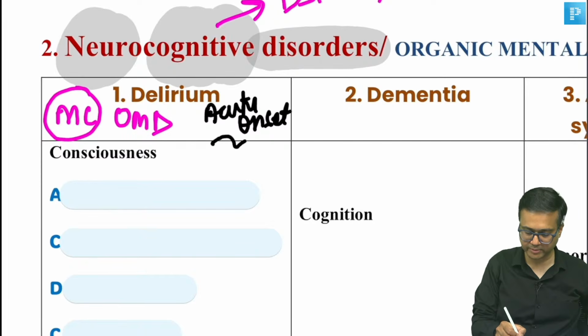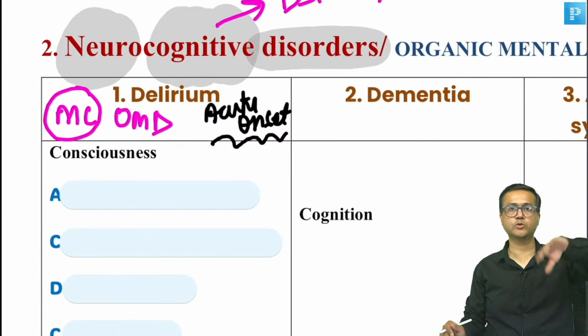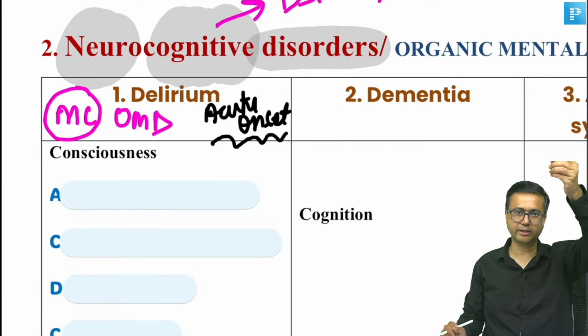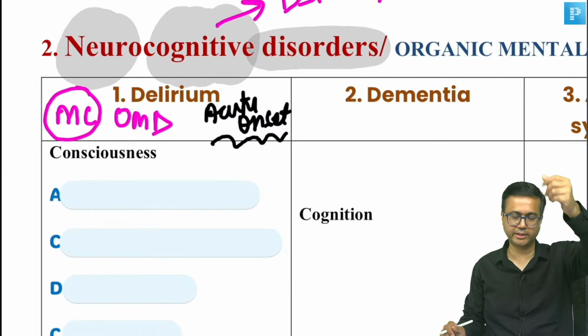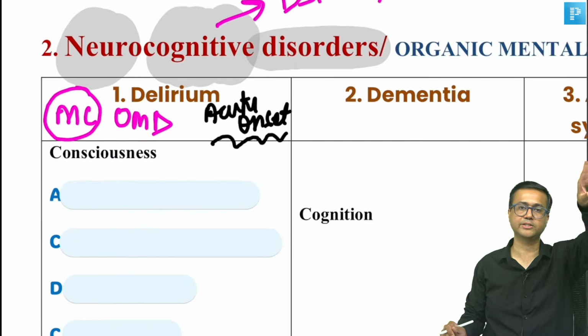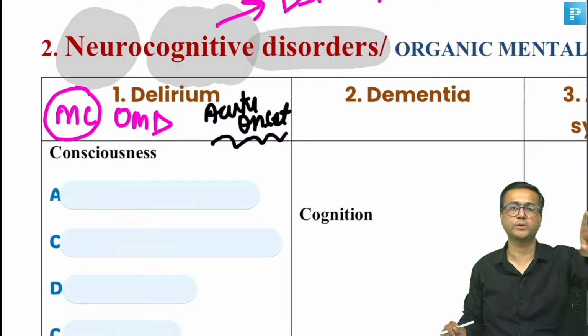So you will see that symptoms are fluctuating, they are having a fluctuating course. Like you will see even in the day, symptoms may be more in the morning, then they may decrease in the afternoon, then again they may increase in the evening. So they may have a fluctuating course.